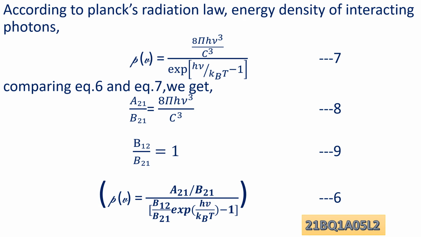According to Planck's radiation law, the energy density of interacting photons is given by rho of nu equals 8 pi h nu cube by c cube whole divided by exponential of h nu by kBT minus 1. Let it be equation 7. Comparing equations 6 and 7, we get A21 by B21 equals 8 pi h nu cube by c cube. Let it be equation 8, and B12 by B21 equals 1. Let it be equation 9.